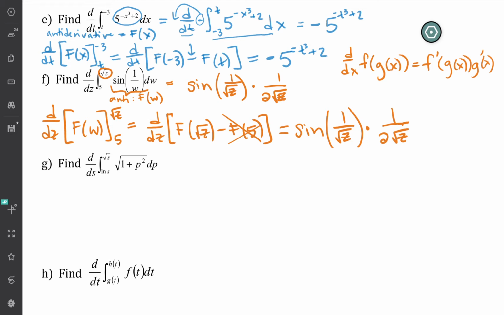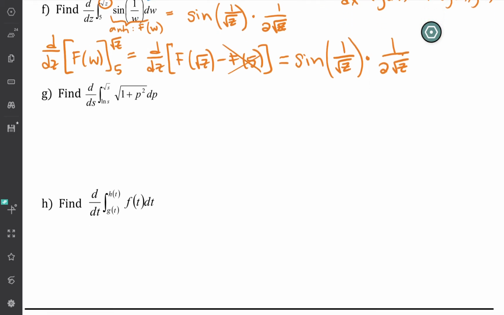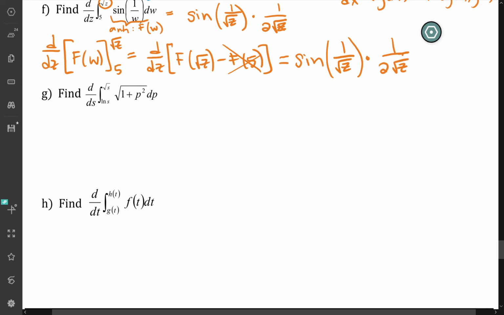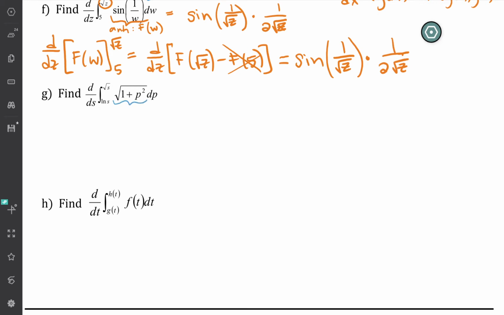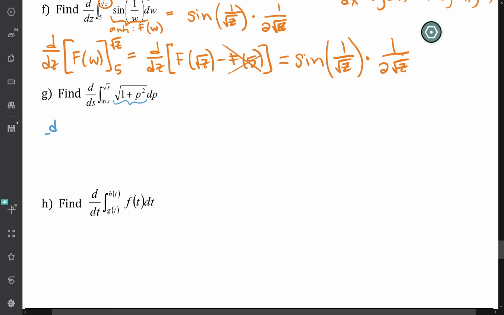So let's see. We still want to see that, ignoring the upper and lower limits, we are finding an antiderivative of this function at some point. I'm going to go straight to the step-by-step for this one instead of trying to just jump right to the answer, because I don't think you'll stick with me for that. I think you'll get a little bit confused. So I want to take the derivative with respect to s. First thing I need to do is find the antiderivative. I'm going to call it big F of p.